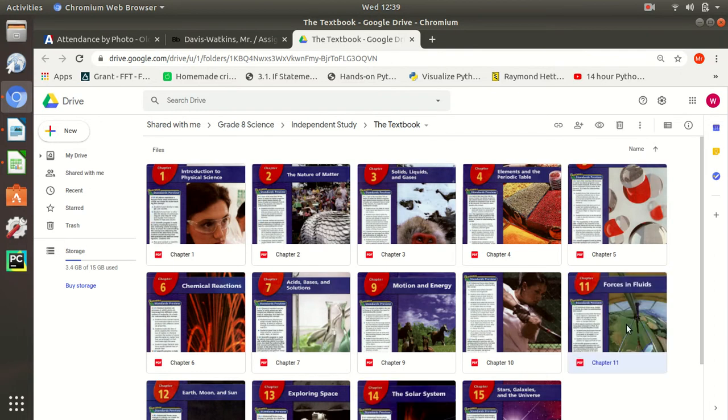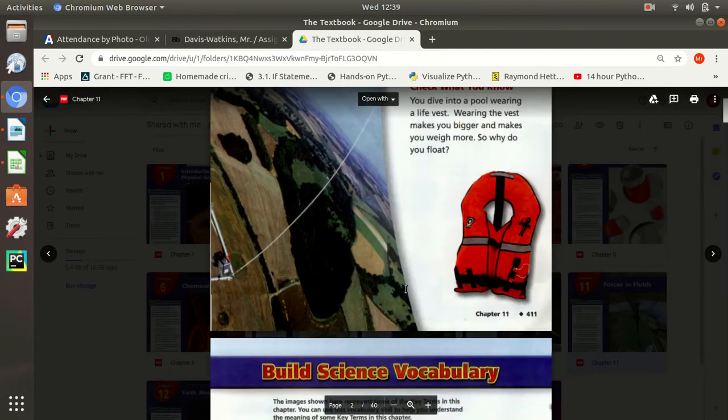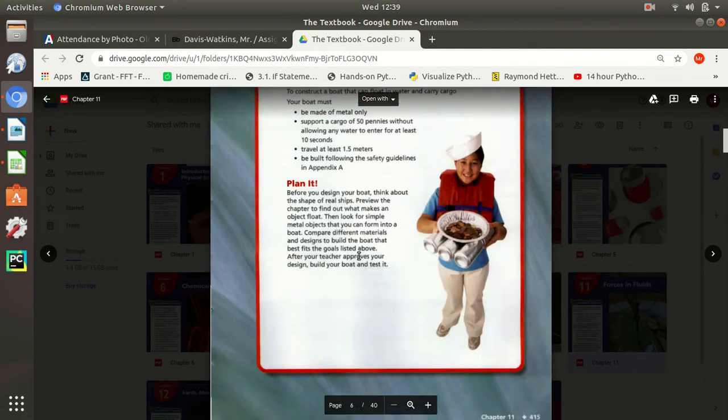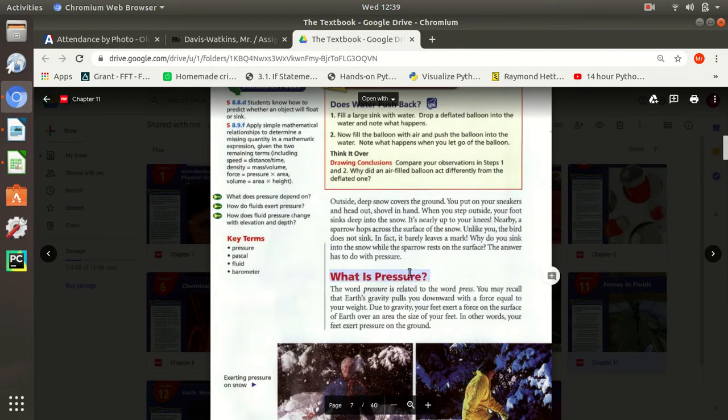And it asks us to do the first 2 sections of chapter 11. So here we go. We open up the book. And if you have the real book, this is probably going to be much easier. But open up that book. Go to chapter 11. And you see your first red heading. It says, what is pressure?